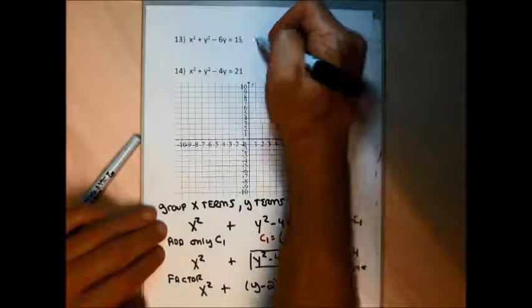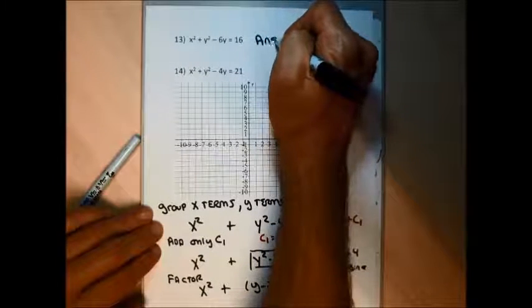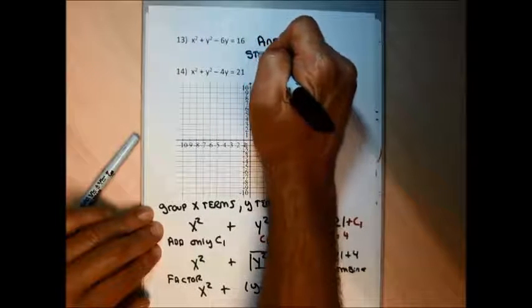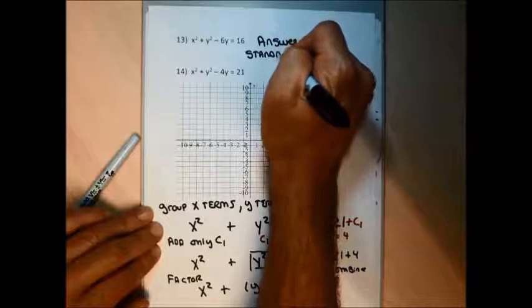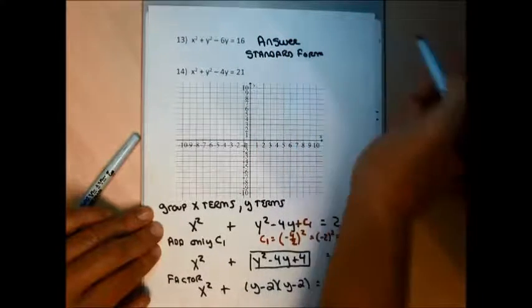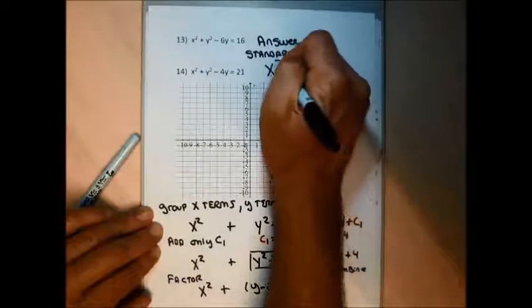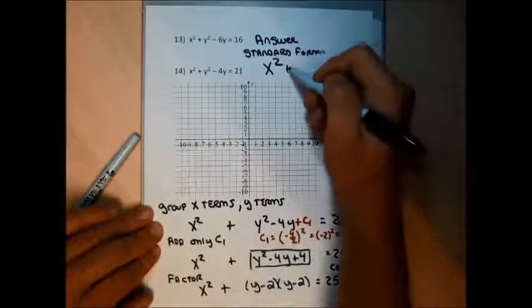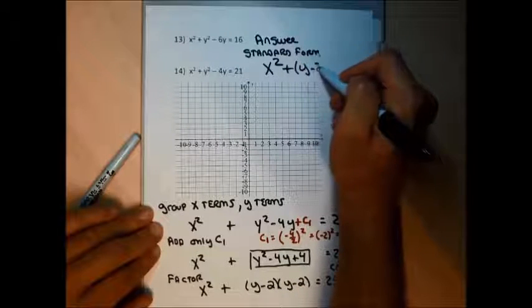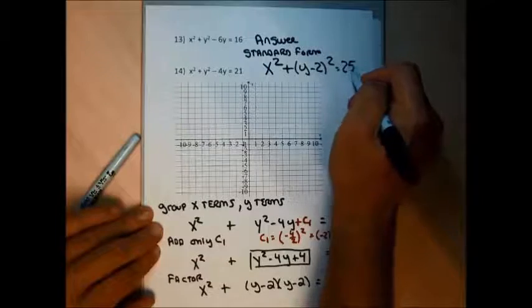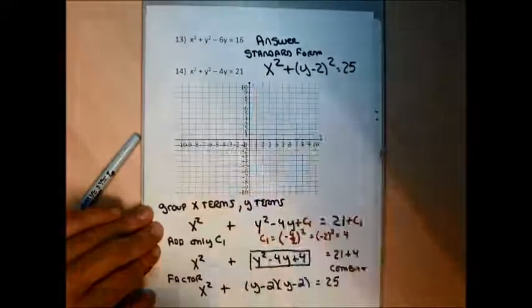So for my answer for problem 14, or an answer for problem 14, the standard form, rewriting the original problem so I can look at it and know the radius and the center, I could say the standard form is x squared plus y minus 2 squared equals 25. That tells me the center is 0, 2, and the radius is 5.